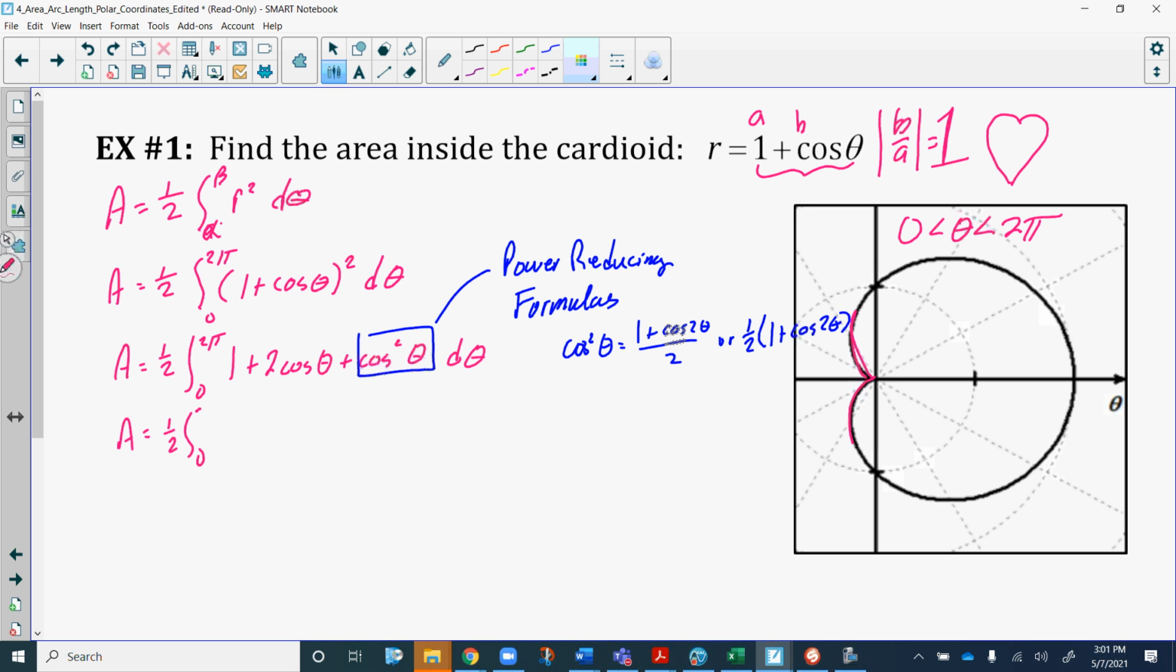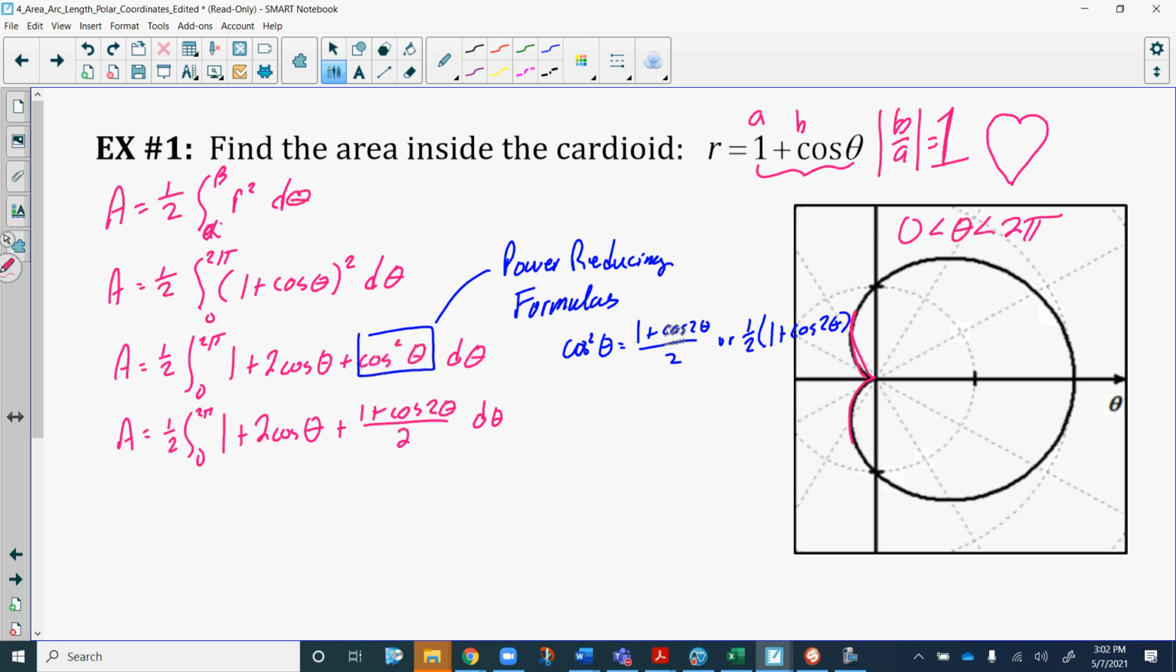So I'm going to say 0 to 2 pi. I'm going to write this as 1 plus 2 cosine of theta, and I want to write this one as (1 plus cosine of 2 theta) over 2. If you prefer the 1/2, that's fine. And boy, that's like the ugliest 2 I think I've ever written. There we go, all of it with respect to theta.